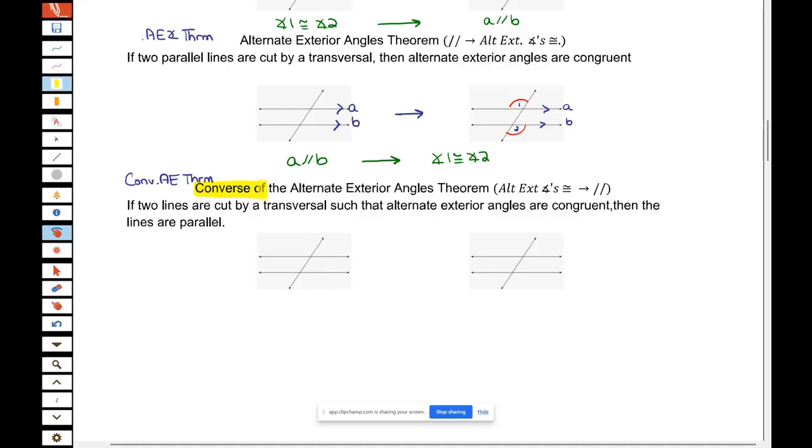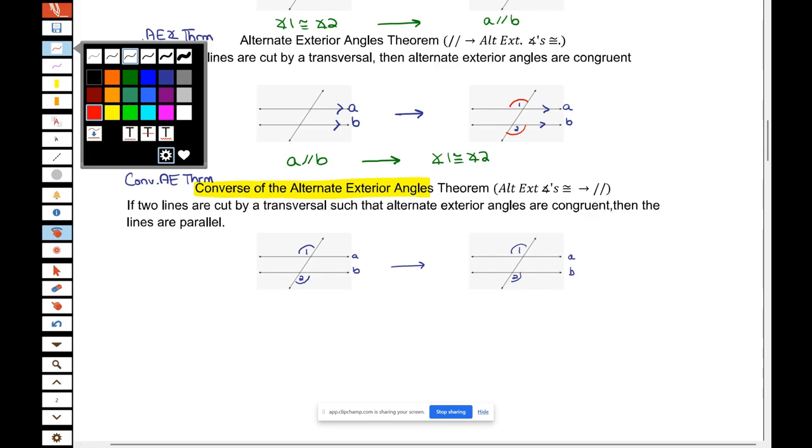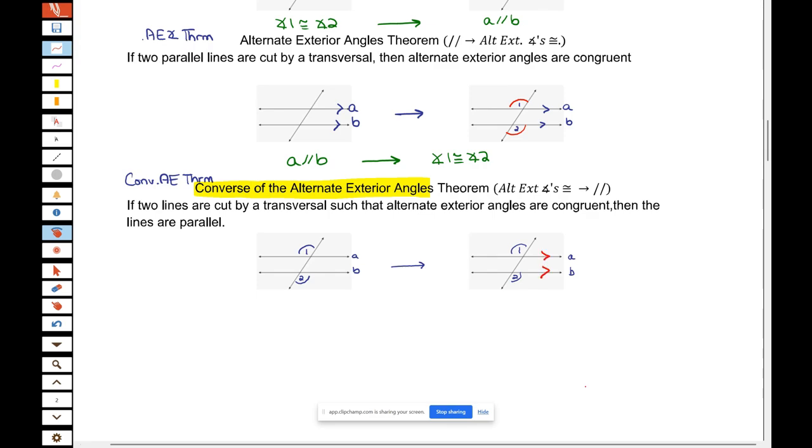And then the last one, the converse of the alternate exterior angles theorem. This time we're going to start with the alternate exterior angles being congruent and use that to conclude that the lines are parallel. Every converse theorem ends with concluding the lines are parallel. Angle 1 congruent to angle 2 implies the lines are parallel for the converse theorem.